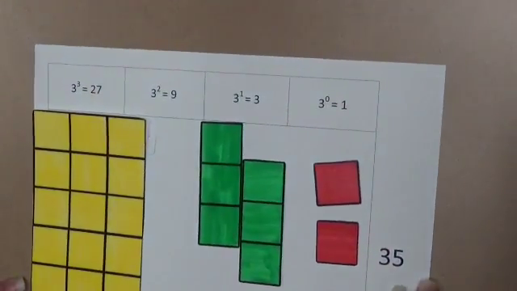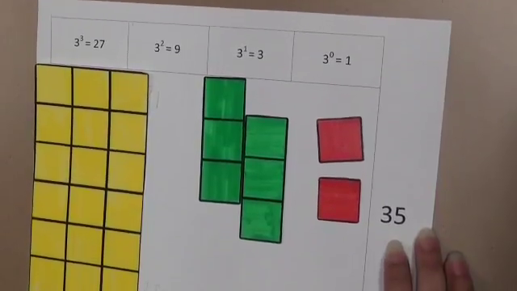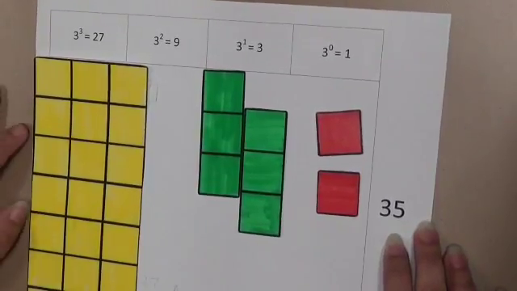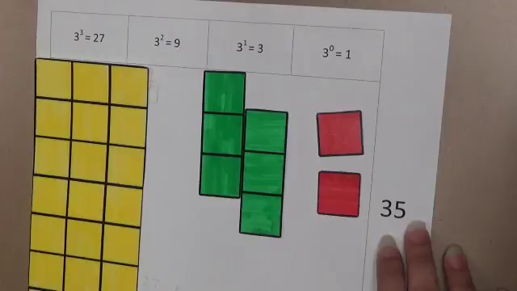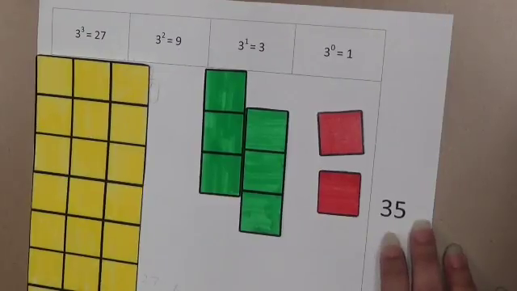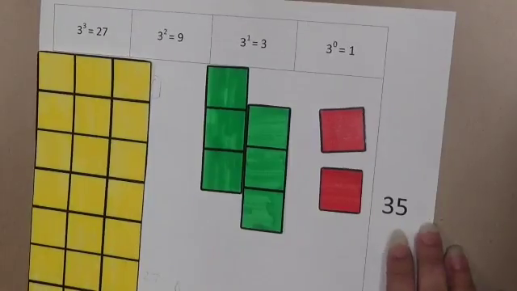In this next example, we have 35. 27 goes into 35 once, so we have one set of 27, and we have 8 left over. 9 doesn't go into 8, so there's 0, and then 3 goes into 8 twice, so we have 2 sets of 3, and then we have 2 left over, so we have 2 sets of 1.